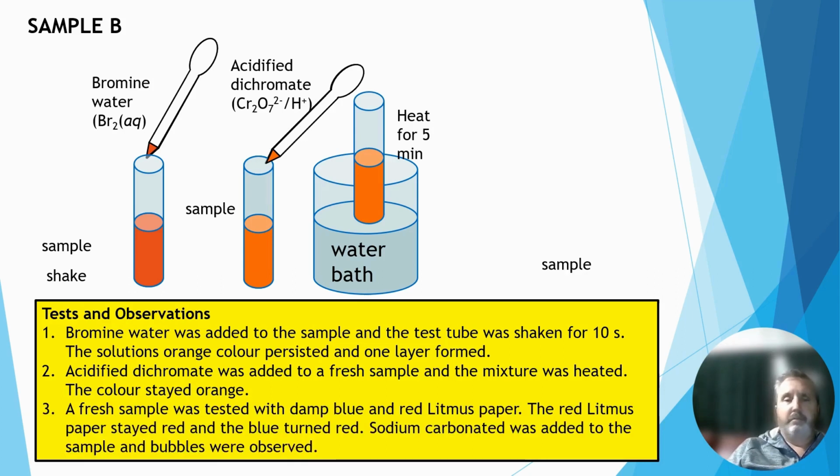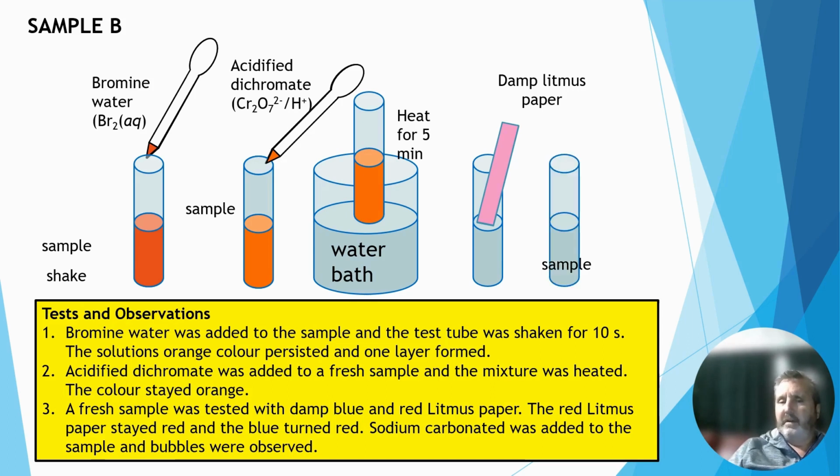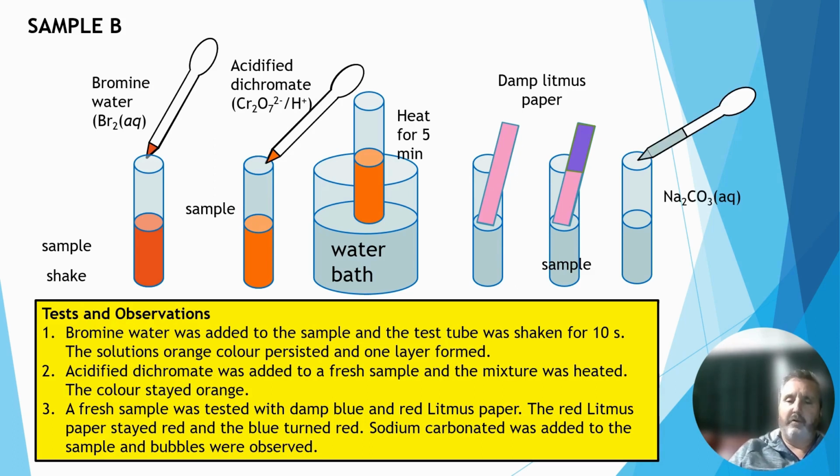Then we take a third sample. We take a bit of damp litmus paper and we test it with the red litmus paper, and then with the blue. And the blue litmus paper actually turns red. Now at this point, if blue litmus paper turns red, we want to confirm this reaction. So we take the litmus paper out of the sample and we squirt in some sodium carbonate solution. If I put this solution into the test tube, we will get bubbles form. And these bubbles are actually carbon dioxide gas. So this is a positive test for an acid. So here we know it's a carboxylic acid. So this is what we would write for our observation.